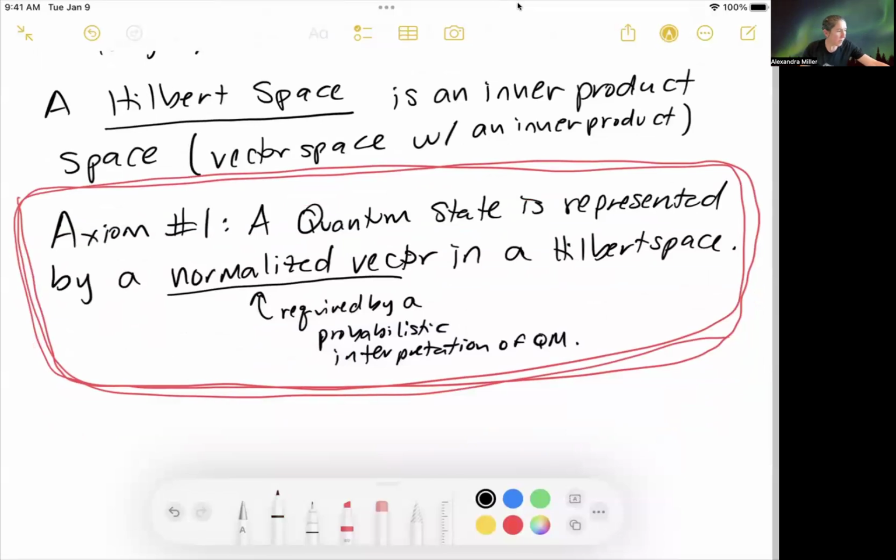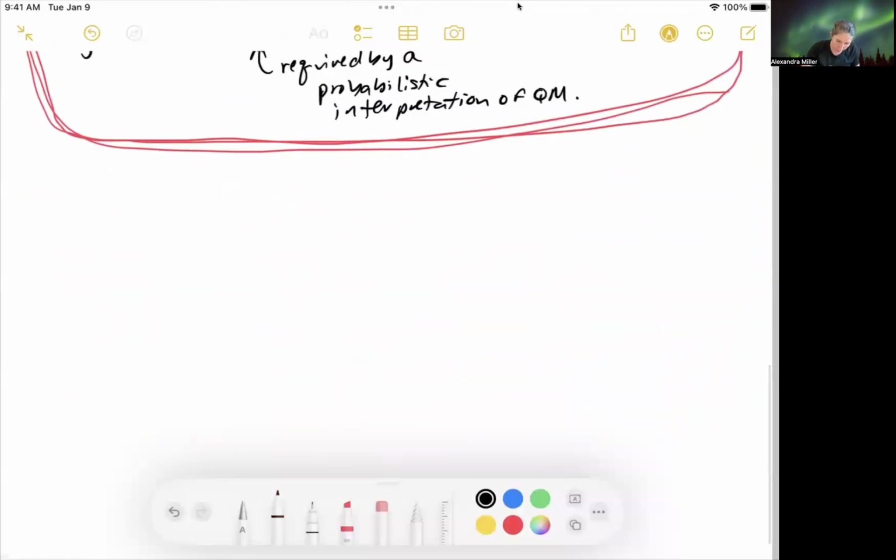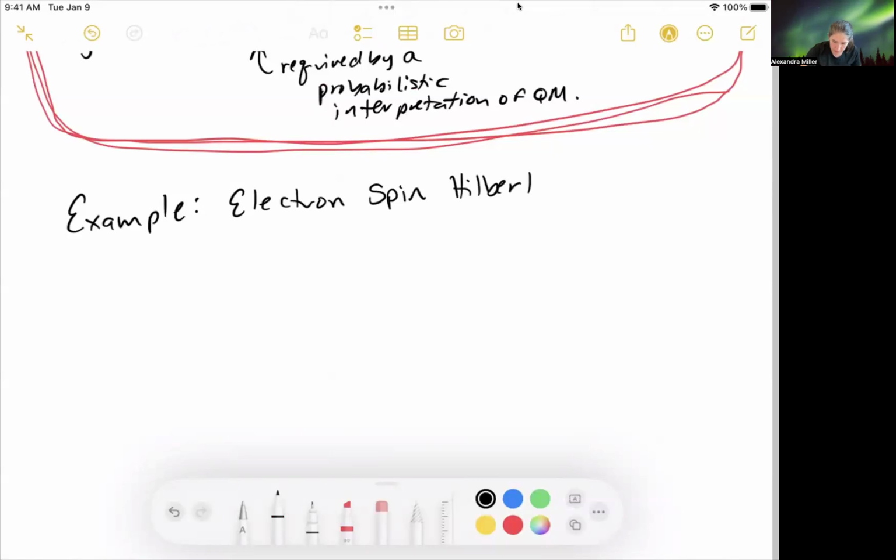Okay, so let's think about these Hilbert spaces, these vector spaces in an example. And let's first think about electron spin. This is one of the first examples that often you see in quantum mechanics classes because it's a very simple example, even though spin is sort of an unfamiliar thing. So what is the electron spin Hilbert space?